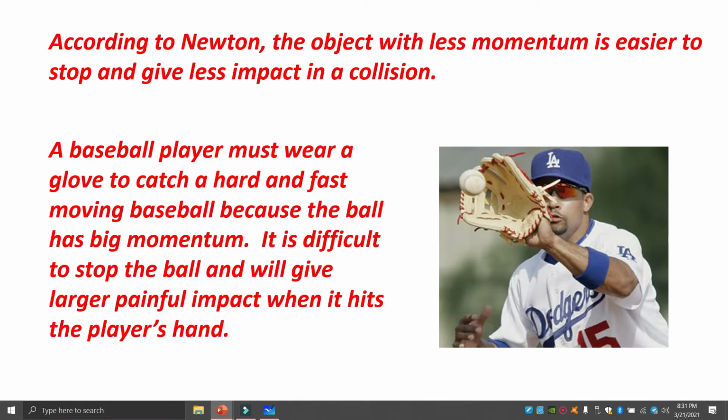A baseball player must wear a glove to catch a hard and fast moving baseball because the ball has a big momentum, moving at a very high velocity, and it is difficult to stop the ball and will give a larger painful impact when it hits the player's hand. So why do they have to use a glove? Because it is actually to absorb the impact of the ball. Later you will learn about the impulsive force. So this is quite connected with the impulsive force too.